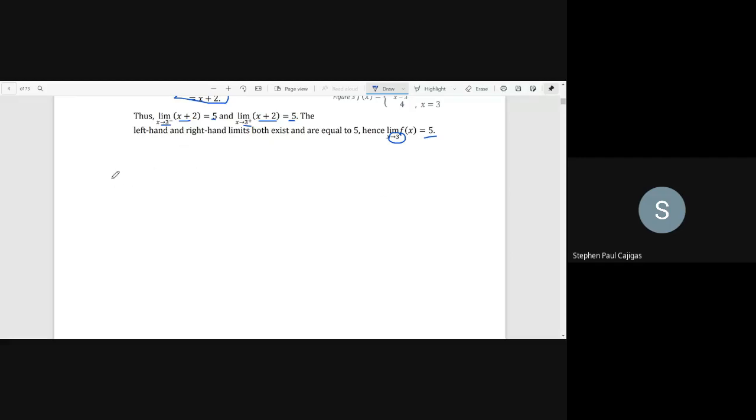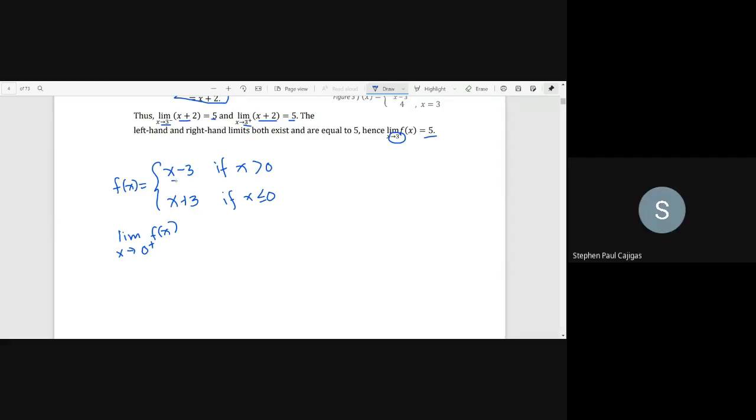Now let's have an example where they are not equal. So let's say we have f of x is equal to x minus 3, and x plus 3, if x is greater than 0, and if x is less than or equal to 0. Okay. So our right-hand limit, the limit of f of x as x approaches 0 from the right. 0 from the right means x is greater. So where is the part where x is greater? x minus 3 or x plus 3?